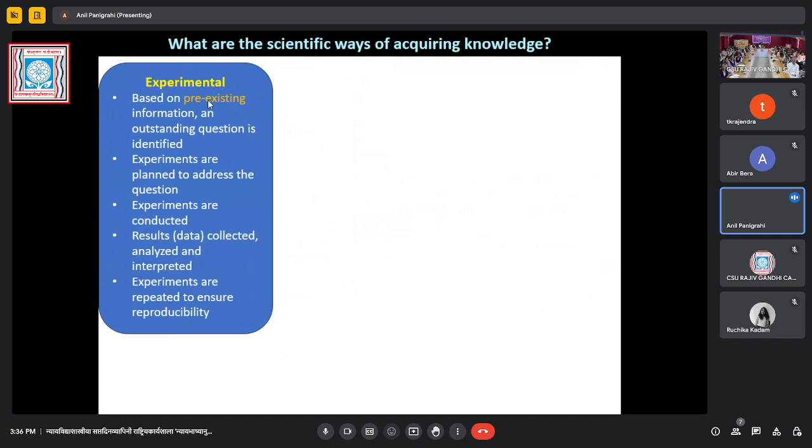So, philosophy has created a condition for the existence of pre-existing information. From pre-existing information, an outstanding question is identified. Say, for example, our body is composed of cells, right? So the cells divide. When the body grows, it is because the cells divide, 1 into 2, 2 into 4, 4 into 8.